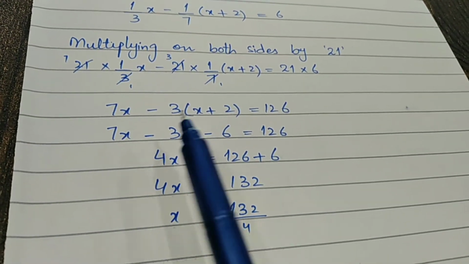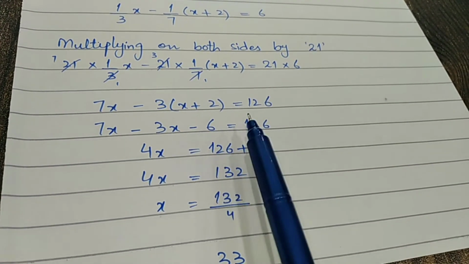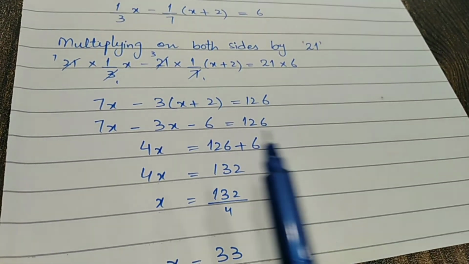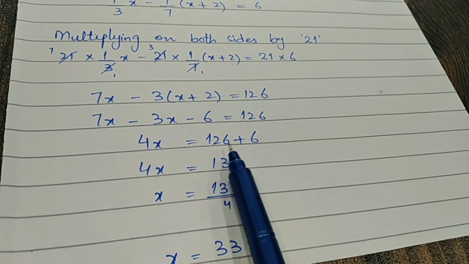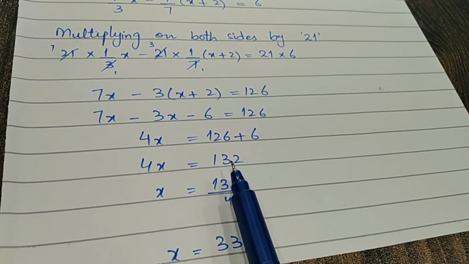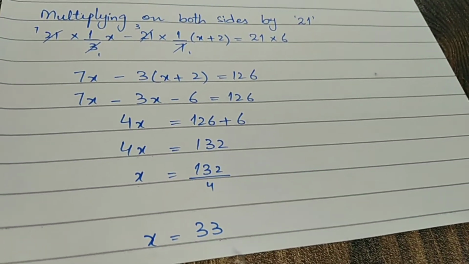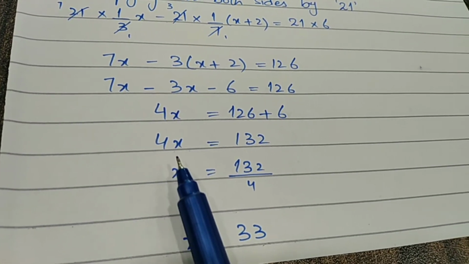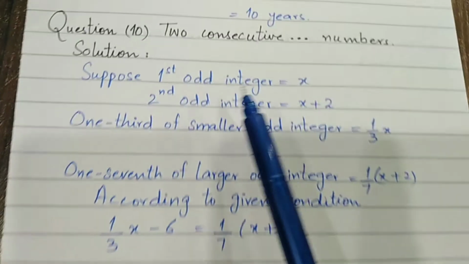Now 7x minus 3 times x plus 2, minus 3 times 2 is minus 6, equals 126. 7x minus 3x, that is 4x, equals 126. Negative 6 will become positive, so 4x equals 132, after the addition of 126 plus 6. Now 4 is multiplying with x, so it will be divided on the right hand side, and you will get x equals 33. So x equals 33 is the first odd integer.